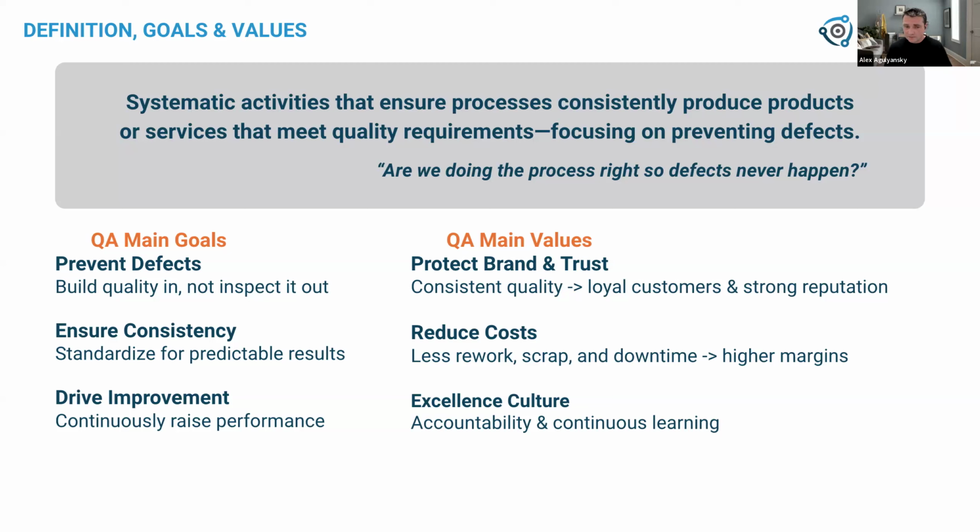We're reducing costs. Of course, if we have less rework, we're throwing away less, less downtime, and so on. Eventually, we have higher margins and a better bottom line. And excellence culture. Again, we're talking about continuous improvement and continuous learning, and accountability within the team and within the entire organization.